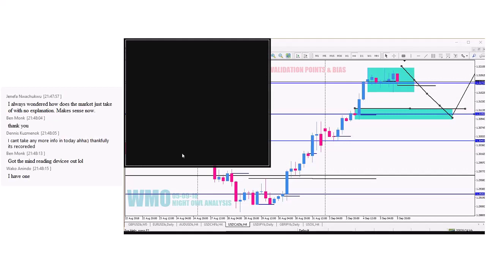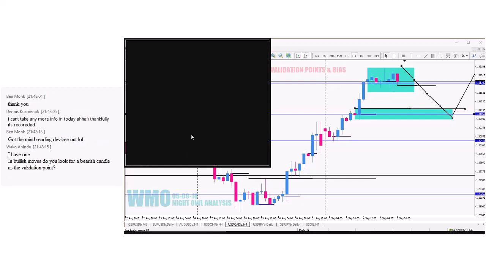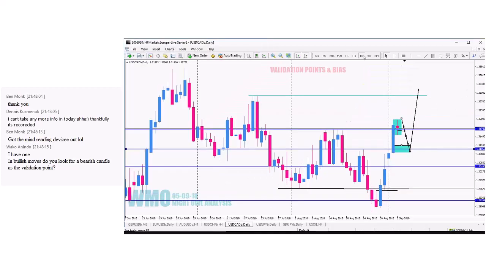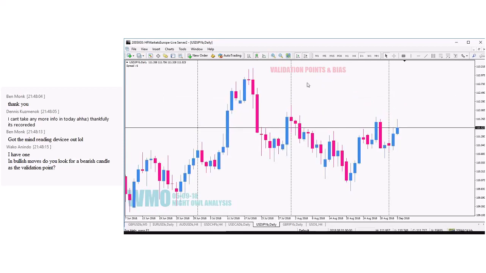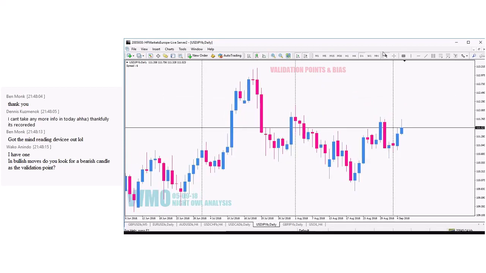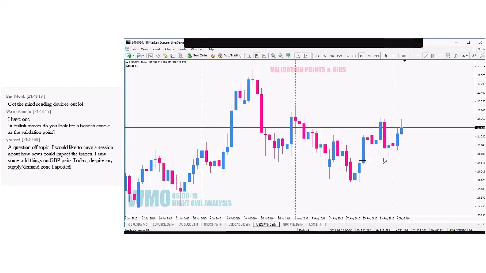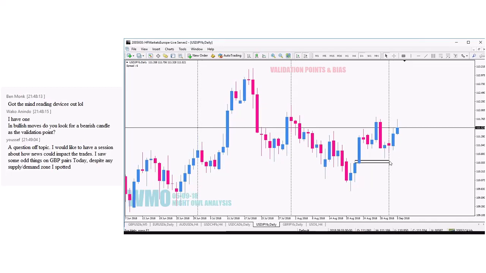Wacko, I wouldn't mind if you could speak, like in bullish moves, do you look for bearish candles as the validation points? No, sir. So for example, let's go to a clean chart. So my validation point will be any point that price closes above or below aggressively. Look, this to me will be a validation point. It doesn't have to be a red candle.